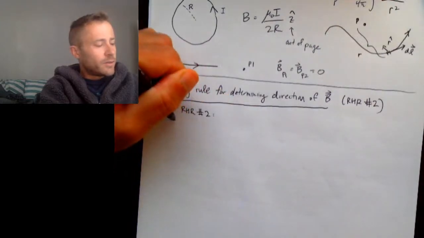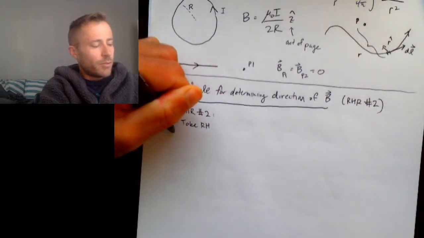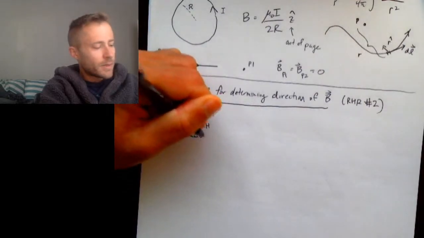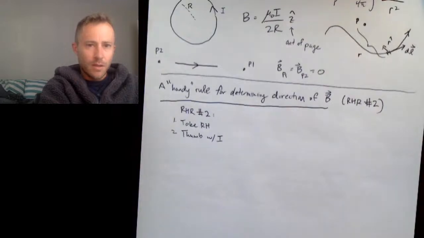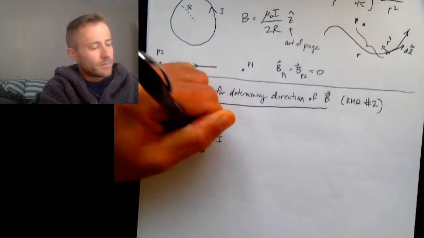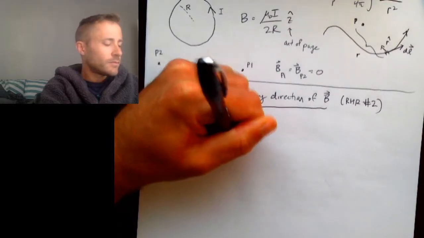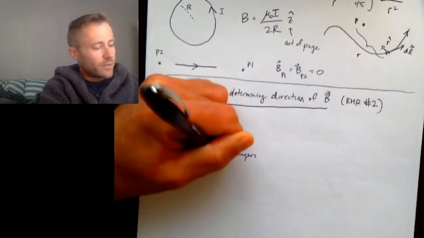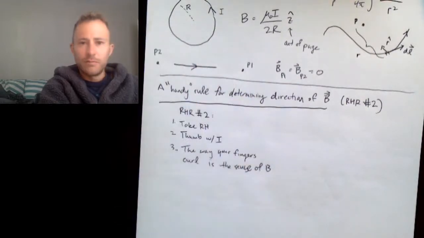You take your right hand and you point your thumb with the current. And then the way your fingers curl is the sense of the magnetic field.